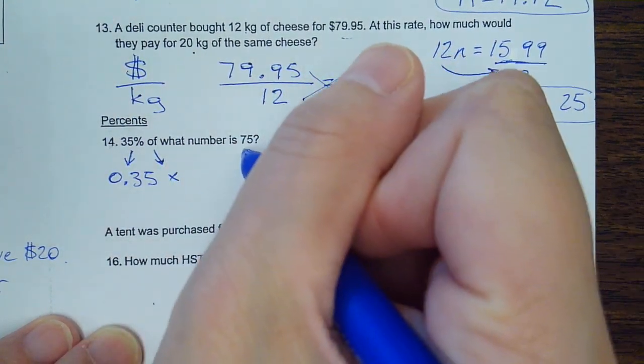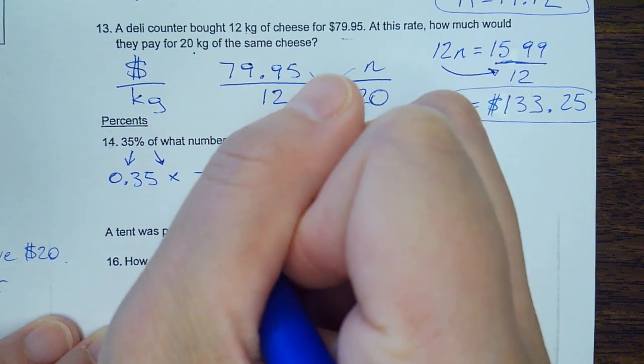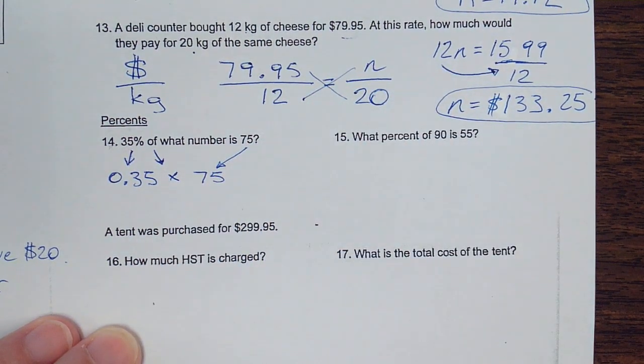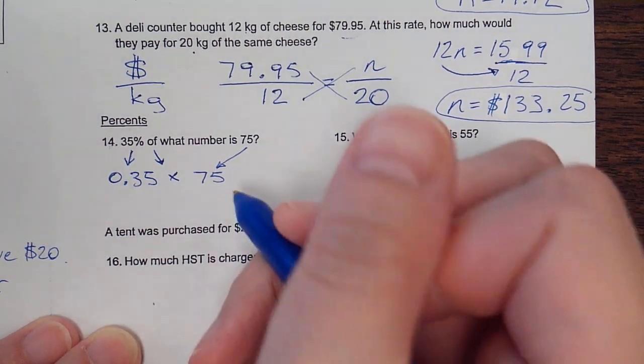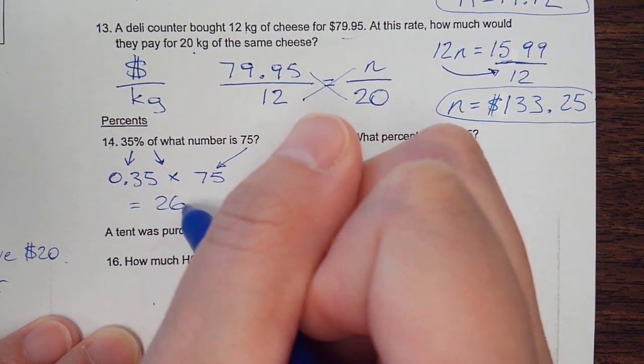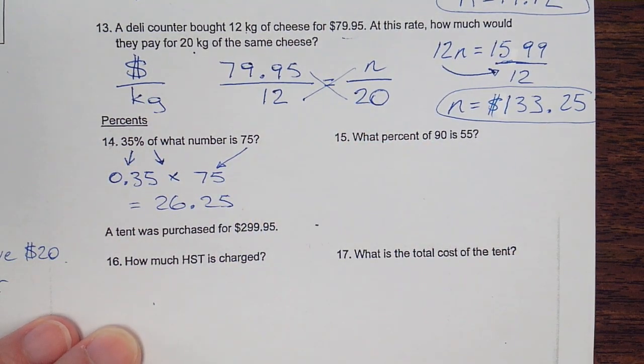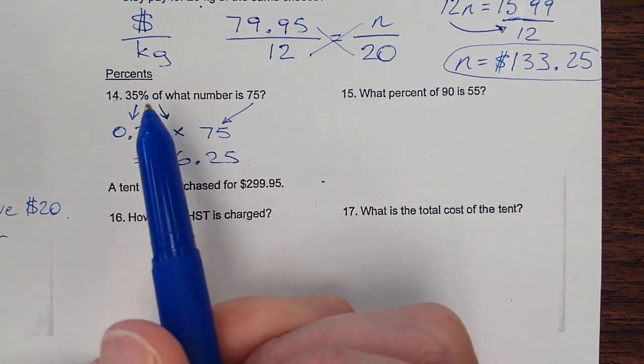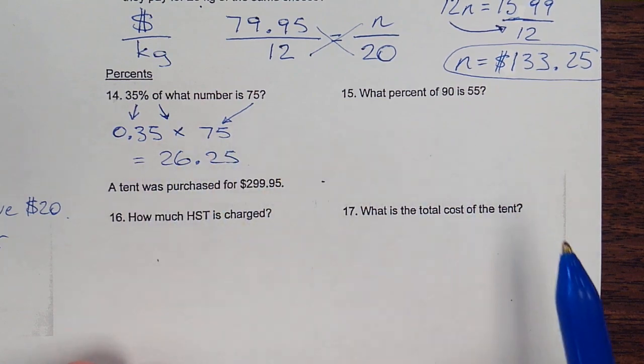Times, yeah. And 75 means 75. Okay, so 0.35 times 75, you get 26.25. Okay, so the question might sound weird and it looks weird, but that's all you have to do.